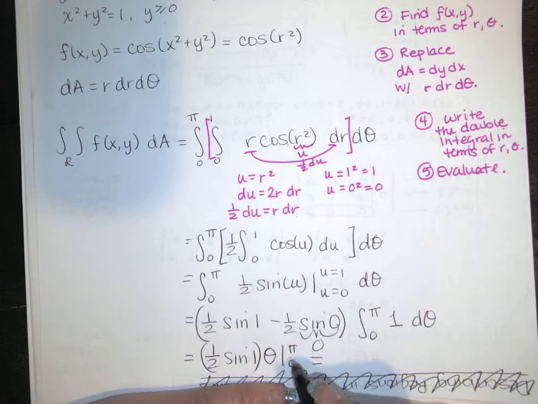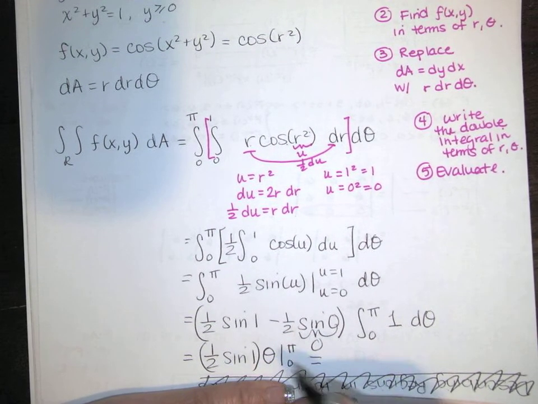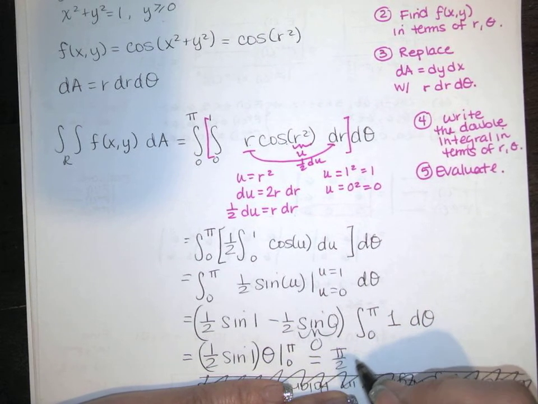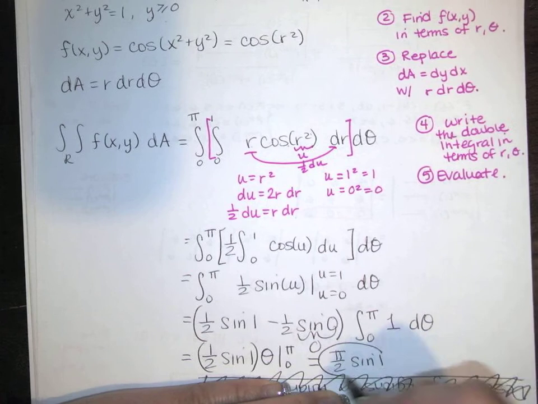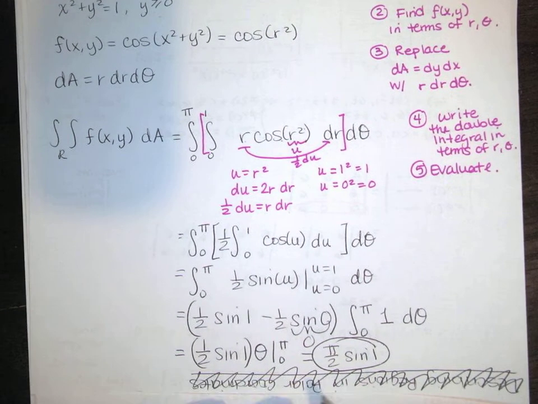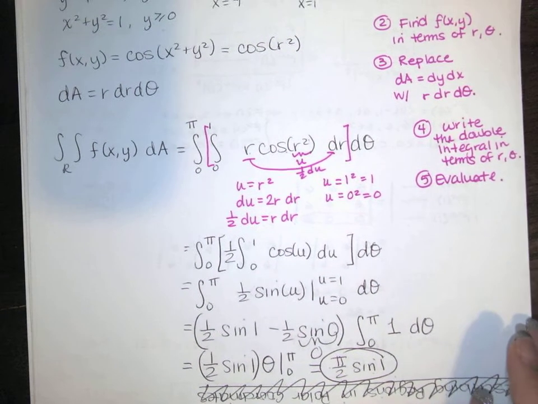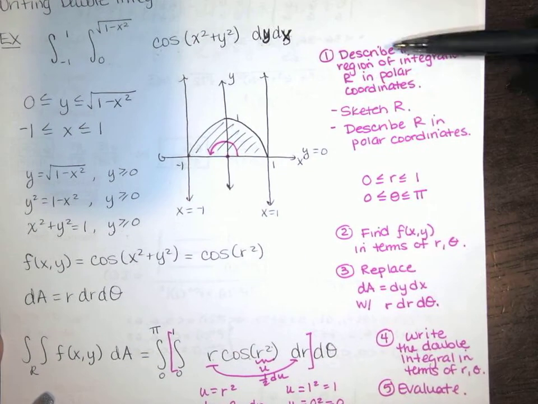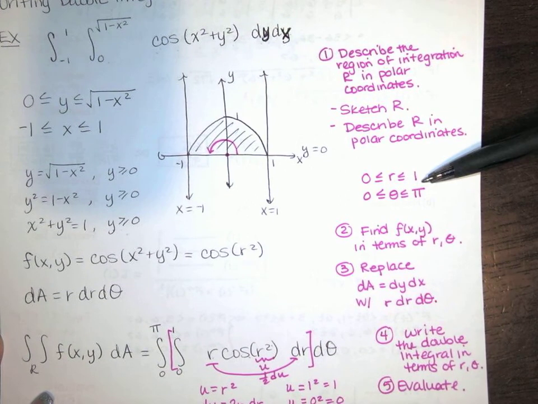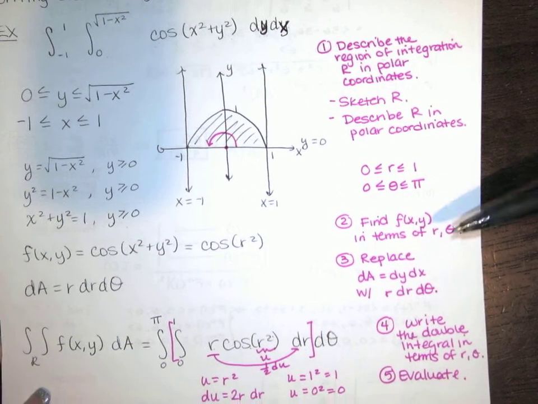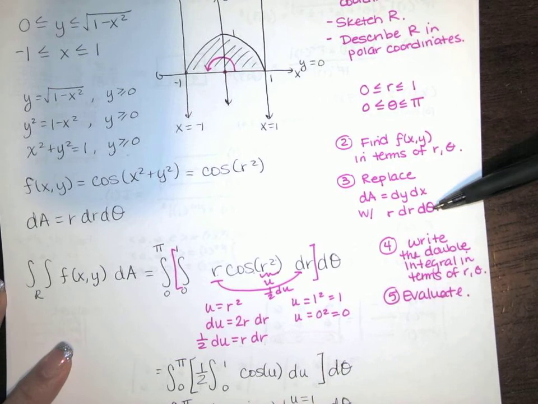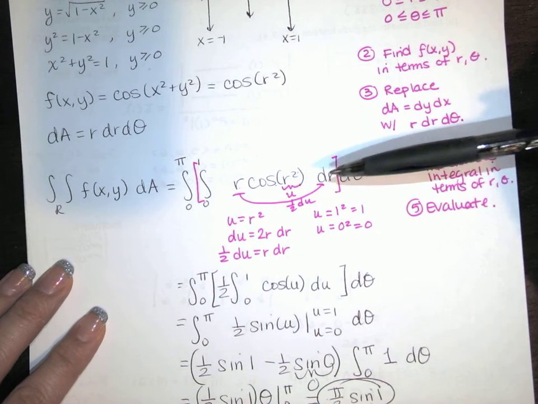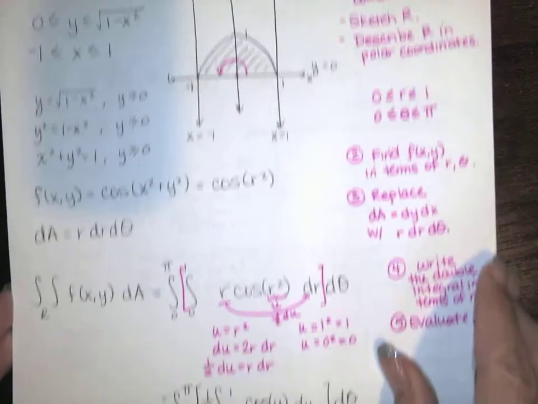And so when theta equals 0 we get 0, and when theta equals pi, we get pi. So we get 1/2 times sine of 1 times pi, or pi over 2 times sine of 1 minus 0. So the value of the integral is pi over 2 times sine of 1. It's actually pretty simple. We sketch the region, we describe it in polar coordinates, find your new integrand, replace dA with r dr d theta. Substitute, and then evaluate the integral, do the innermost integral first, and then work your way out. Okay, so that was our first example.